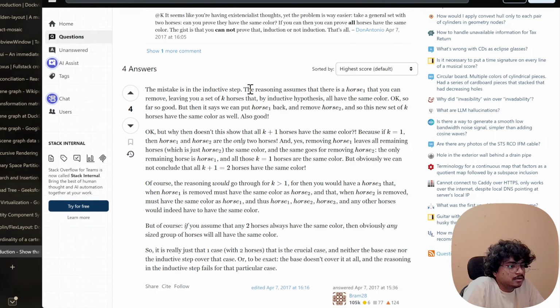So it is really just that one case with two horses that is the crucial case, and neither the base case nor the inductive step covers that case. Or to be exact, the base case doesn't cover it at all, and the reasoning in the inductive step fails for that particular case.